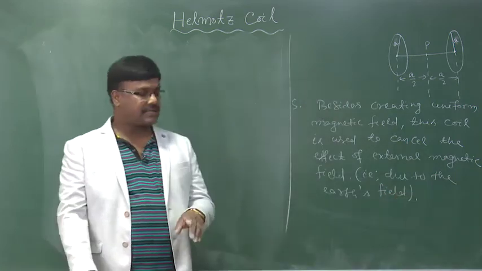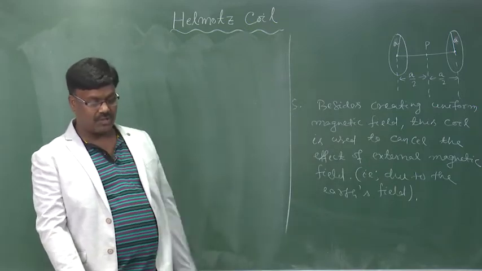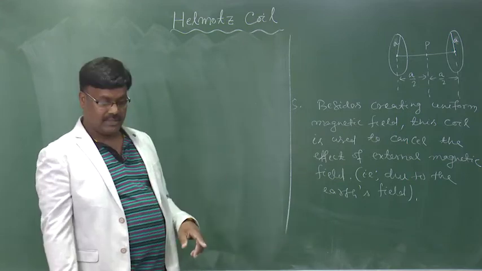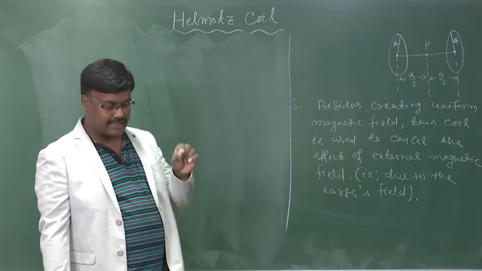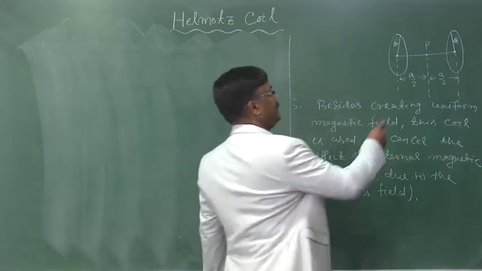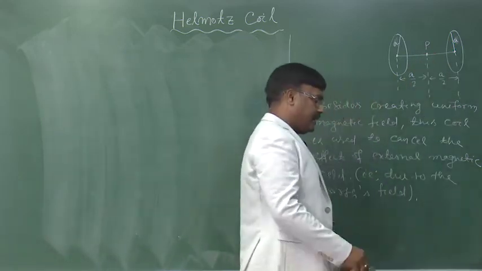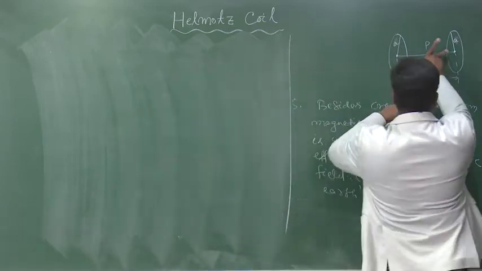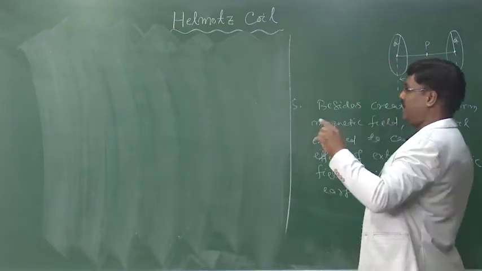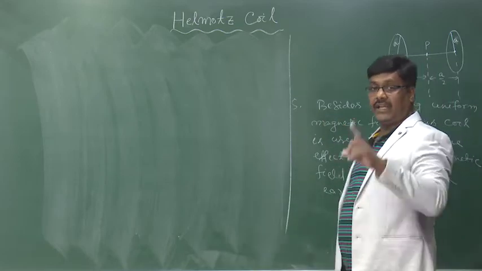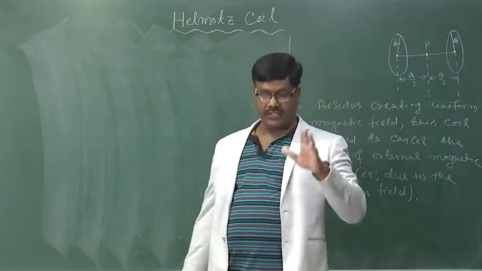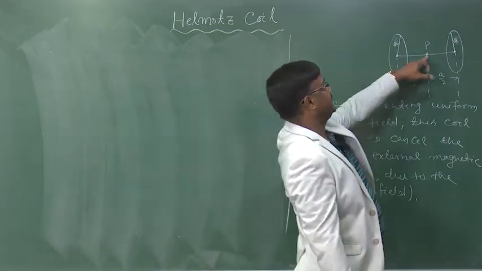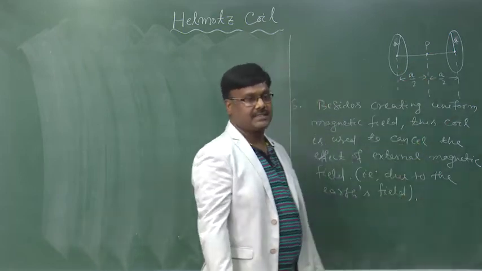When the distance of separation between the two coils is equal to the radius of the coil, then the rate of change of magnetic field at the midpoint vanishes. From the beginning, while constructing the Helmholtz coil, we have taken the distance between the two coils to be equal to the radius of each coil, and under this condition, the rate of change of magnetic field at the midpoint, that is at the point P, vanishes.